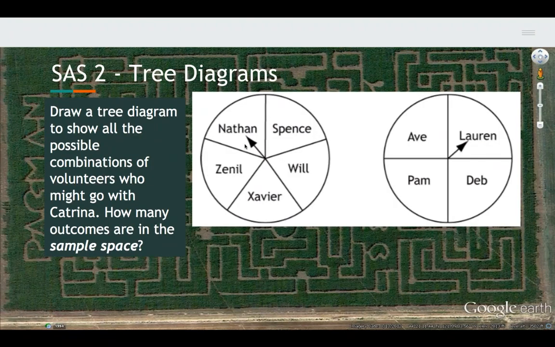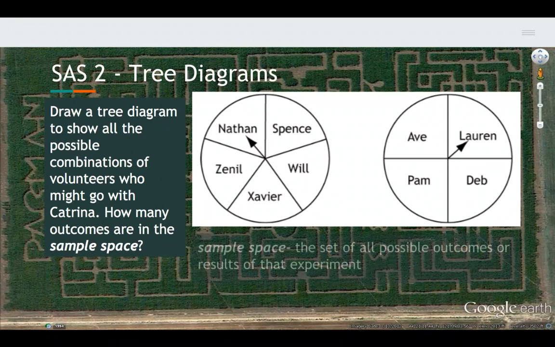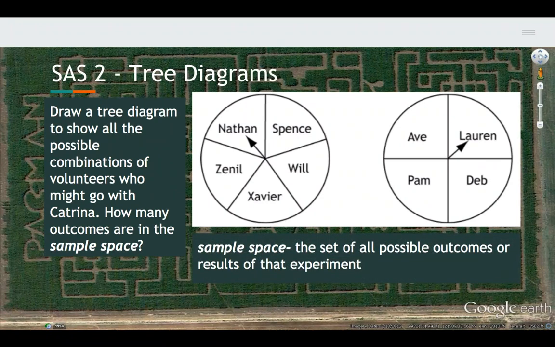Okay, notice in these spinner sections that all the sections are even. They have the same area inside them, whether there are 4 girls or 5 guys. It is separated evenly. Otherwise, it wouldn't be fair, would it? Let's draw a tree diagram to show all the possible combinations of volunteers who might go with Katrina. How many outcomes are in the sample space? Sample space is the total opportunities that people can go. How many different selections can we take? All right, the set of all possible outcomes or results of that experiment.